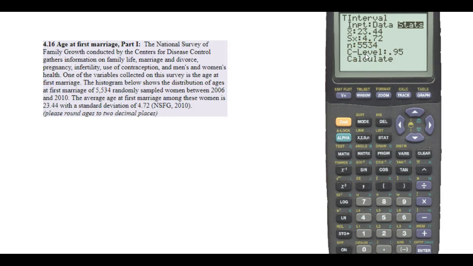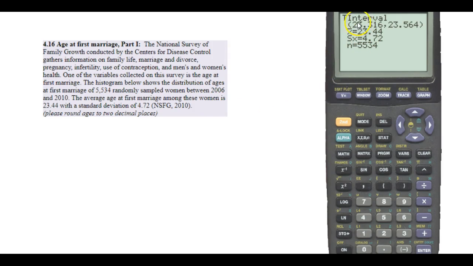I don't have it here where you can see, but in part A it says estimate the average age at first marriage of women using a 95% confidence interval. So 95%, that's actually right here. You want it in decimal form, so that's 0.95. And we'll calculate. And notice it says, please round ages to 2 decimal places.